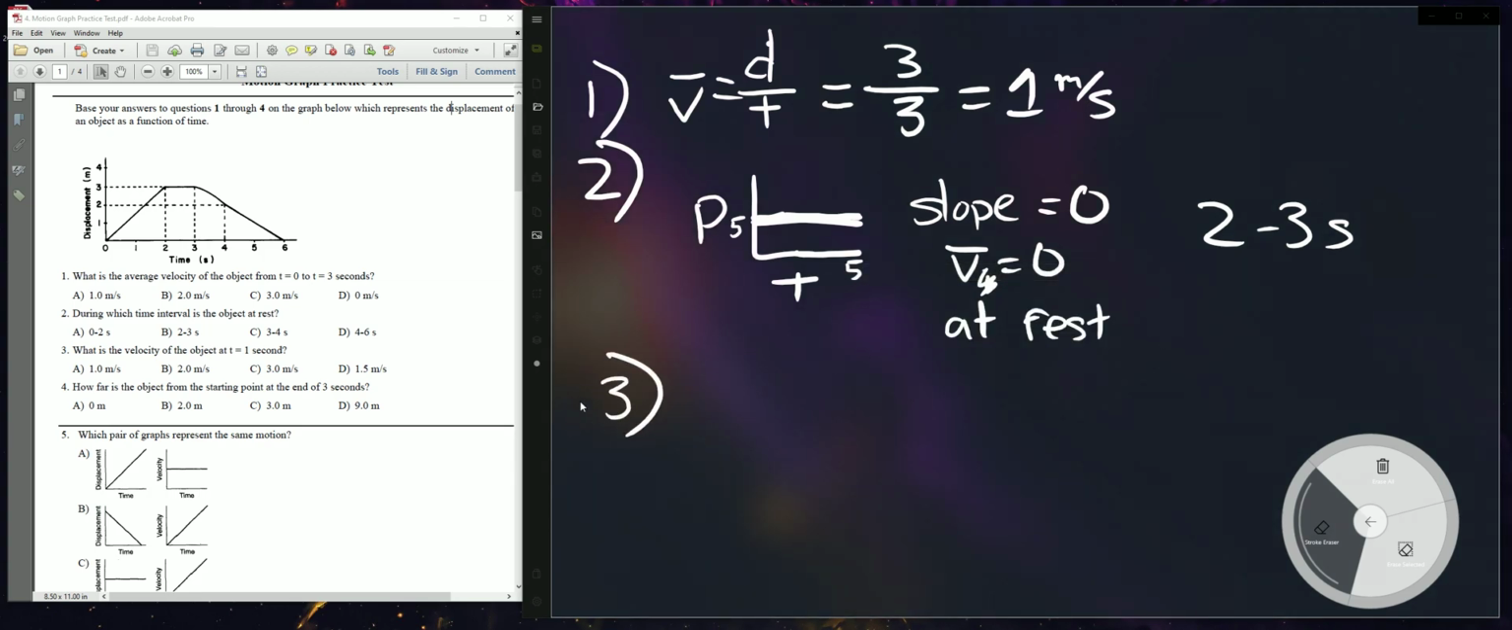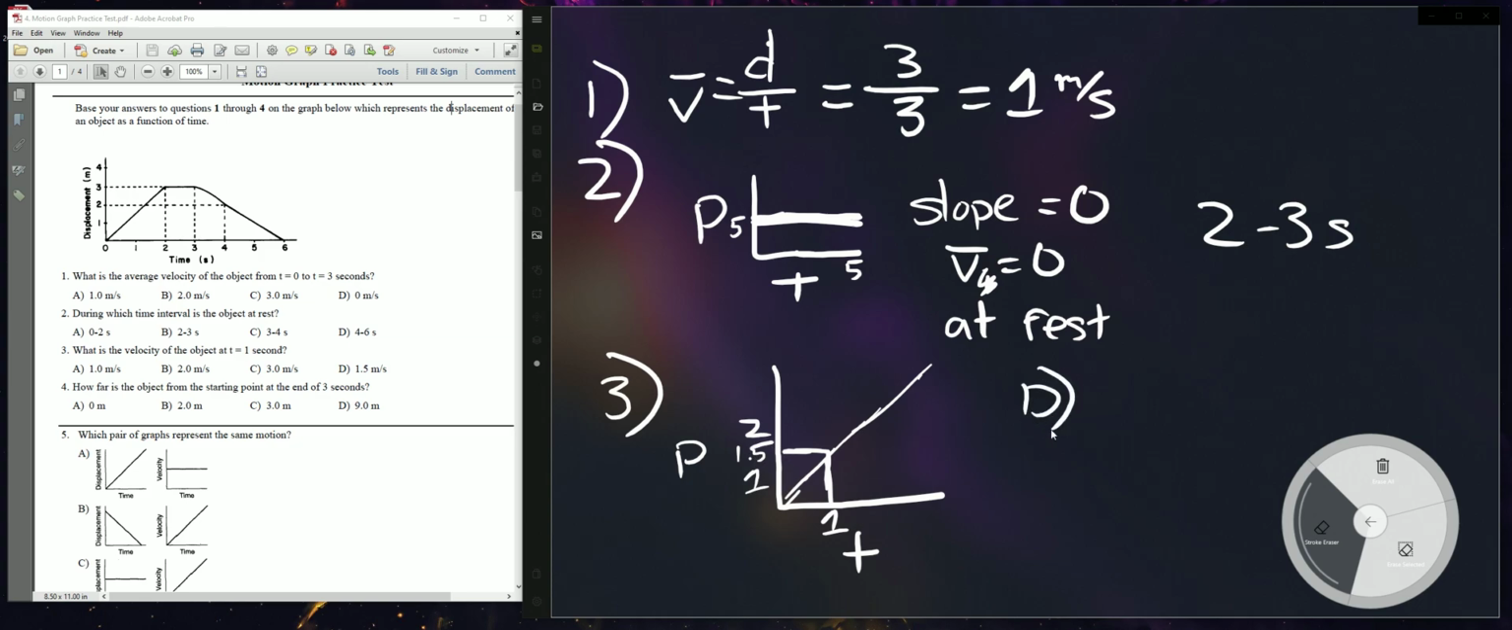Question 3. What is the velocity of the object at t equals 1 second? I'm not going to trick you on the test, but this is kind of tricking you right here. Well, the line is kind of in between 1 and 2, so it's like 1.5. So the answer would be D, 1.5.